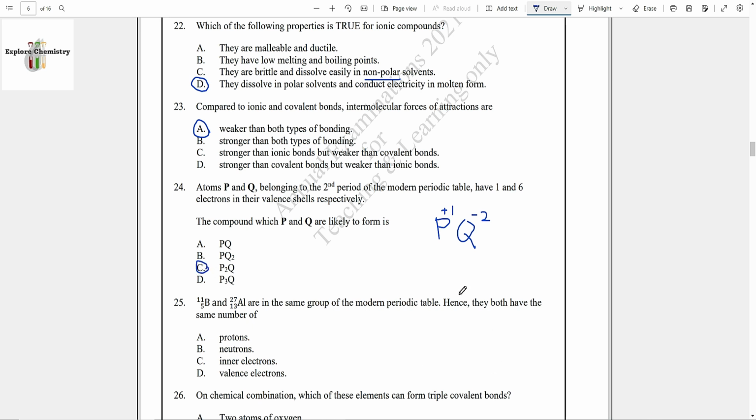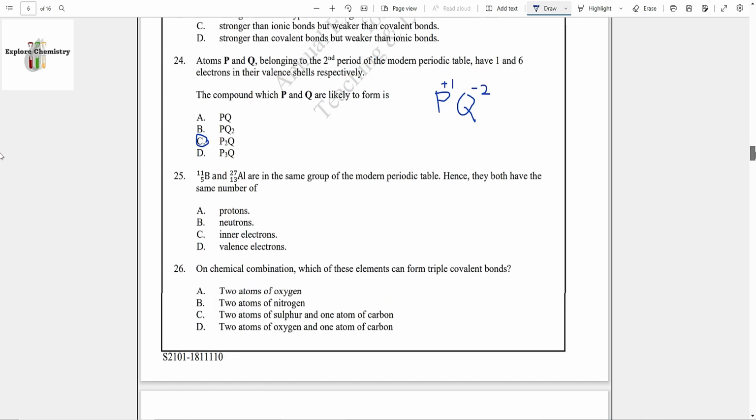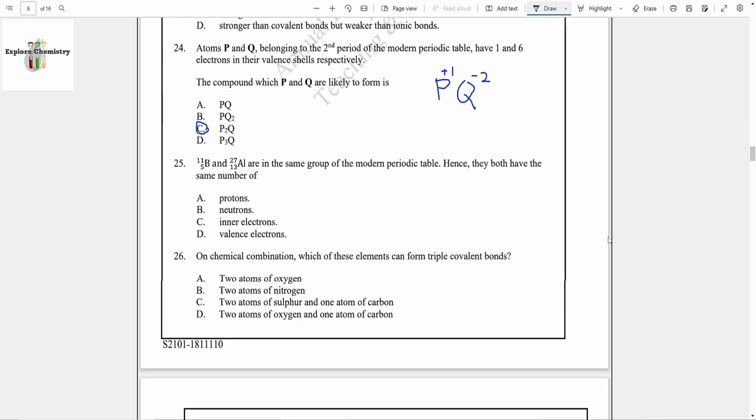P2Q1. Number 25. Boron and aluminium are in the same group of the periodic table, hence they both have the same number of valence electrons. In groups, elements are arranged according to number of valence electrons.